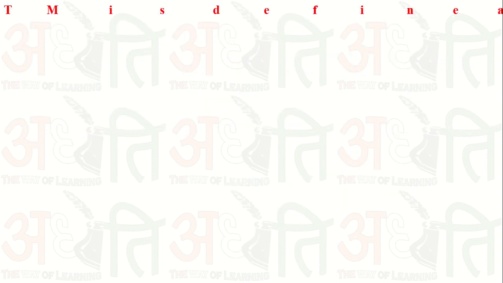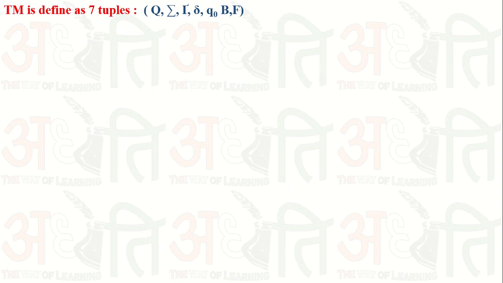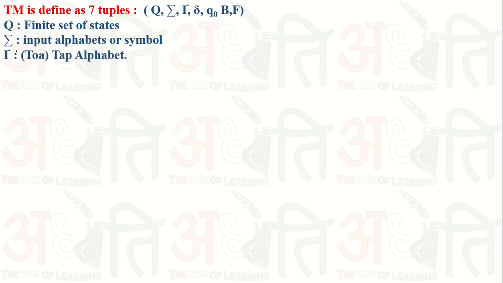Now we define it with the help of a seven-tuple. It contains seven things: Q, sigma, gamma, the transition function, Q naught, B, and F. What does it mean? Q is a finite set of states. Sigma is the input alphabet, the various symbols which we are going to read on a Turing machine. Gamma is the tape alphabet, the symbols of which the tape data consists.